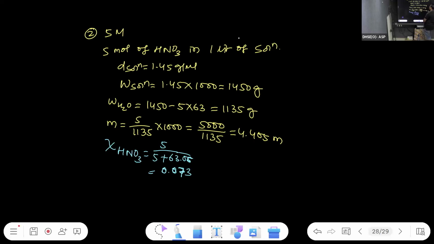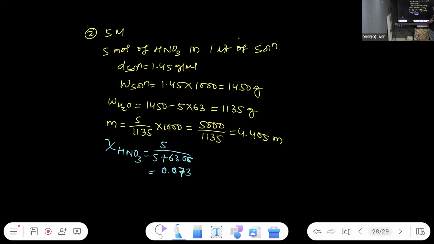So volume in milliliter is 1000, density is 1.45. So mass of solution has come to 1450 gram. So this is the mass of the solution. Then the mass of solvent will be mass of the solution minus mass of solute. So it is 1135 gram. So molality formula is number of moles of the solute, which is 5, divided by the mass of solvent in kg. So 5 divided by 1135 into 1000. So the answer is 4.405.